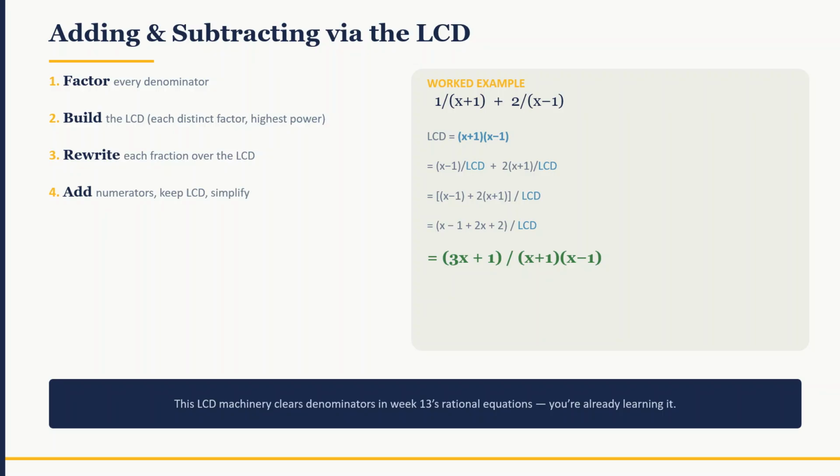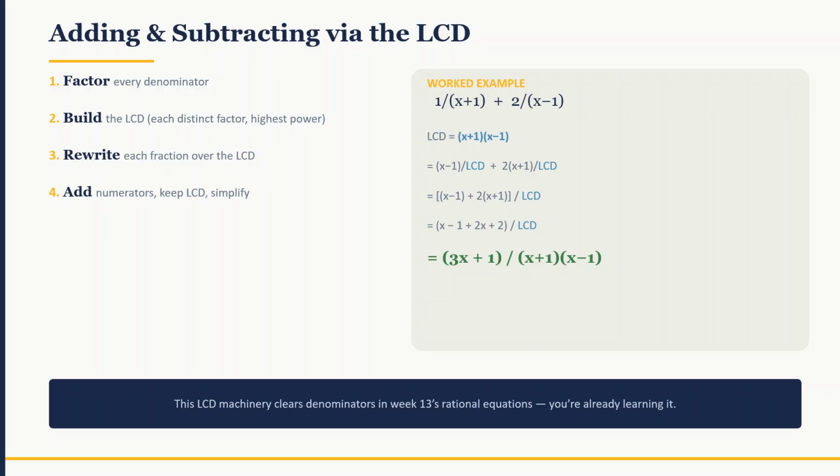Adding and subtracting rational expressions follows the same rule as adding numerical fractions. A common denominator is required before the numerators can combine. There is no shortcut around this. If the denominators differ, you must rewrite both fractions over a shared denominator first. The systematic way to do that is the least common denominator method.